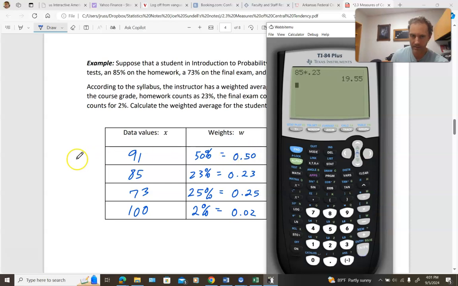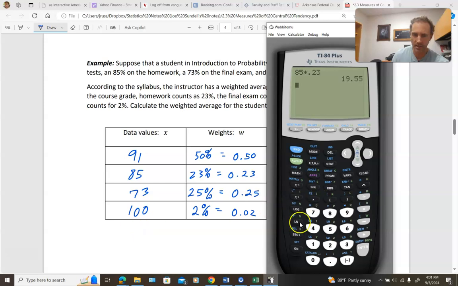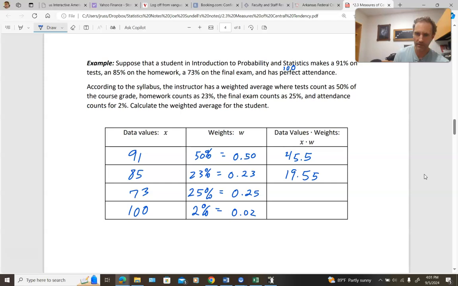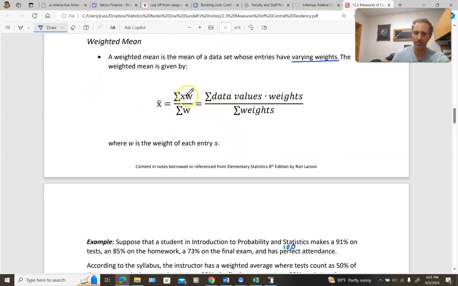Okay. That is 19.55. And by the way, you don't really want to round until the very end on these. And then 73 times 0.25. You get 18.25. And finally, 2% of 100 is just 2. Okay. Now, we need to find the sum of these products.